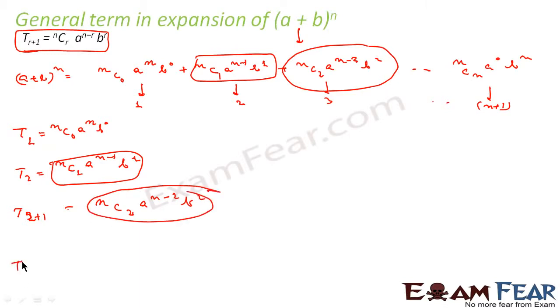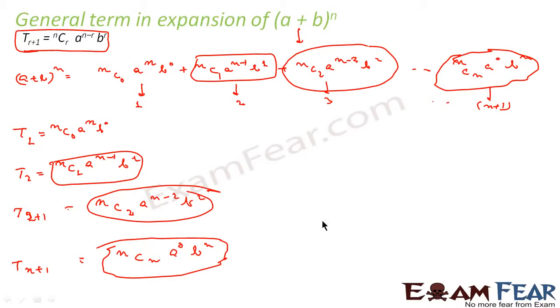Similarly, when I say T(n+1) term, here I have to say r is equal to n, because I am looking for the (n+1)th term. So this becomes nCn, because r is equal to n, a^(n-n) = a^0, b^n. So if you see, this term in the zigzag is the same as this term. So what we have seen is that if you expand, this formula holds true.